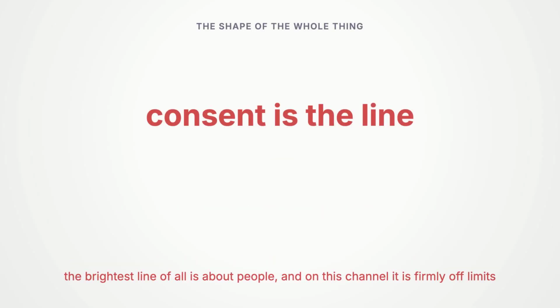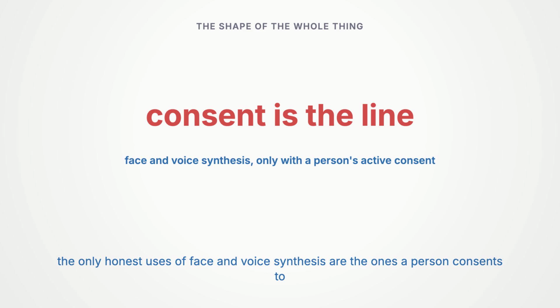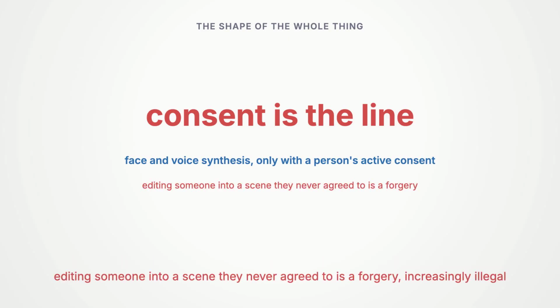And the brightest line of all is about people. This technology can put words in a real person's mouth or a real face somewhere it never was, and on this channel that is firmly off limits. The only honest uses of face and voice synthesis are the ones a person actively consents to. Consent is the line. Editing someone into a scene they never agreed to is not a feature. It is a forgery, and increasingly an illegal one.